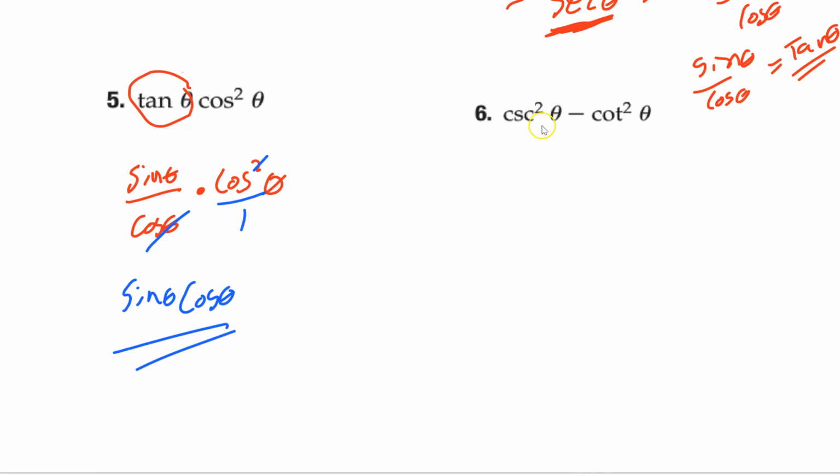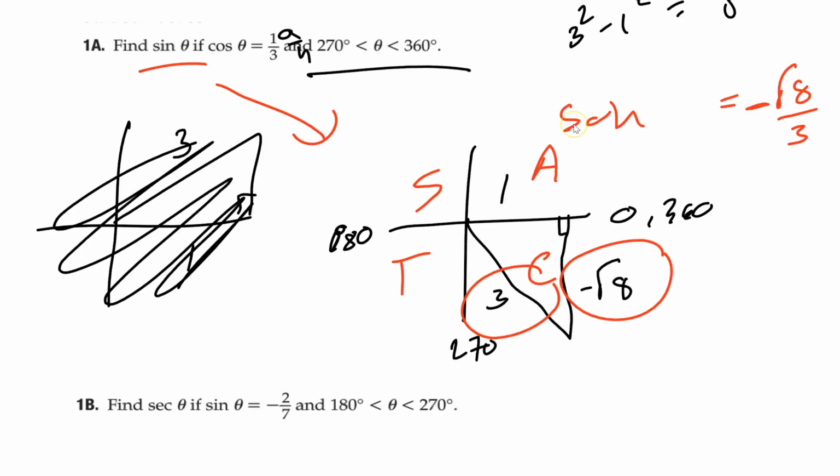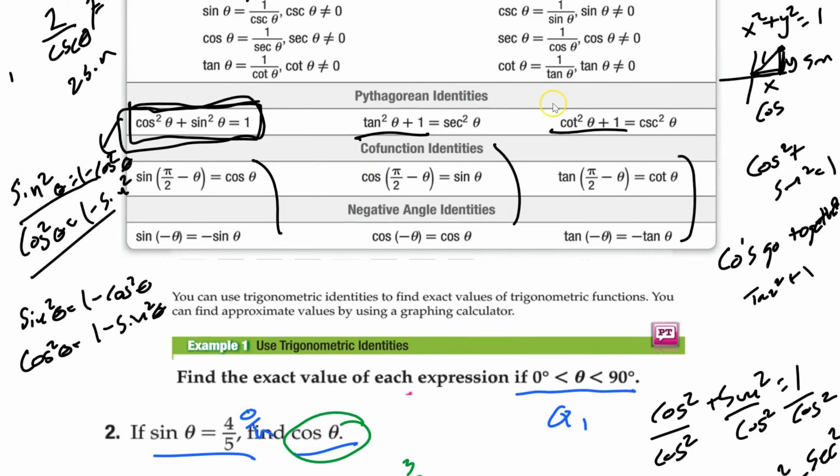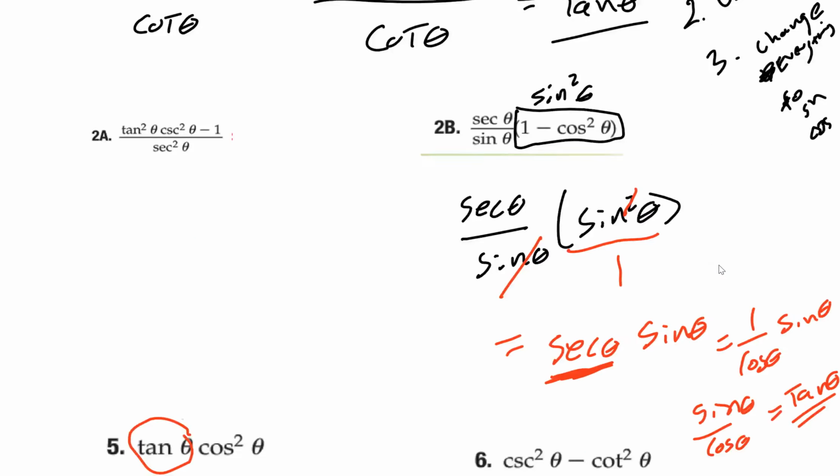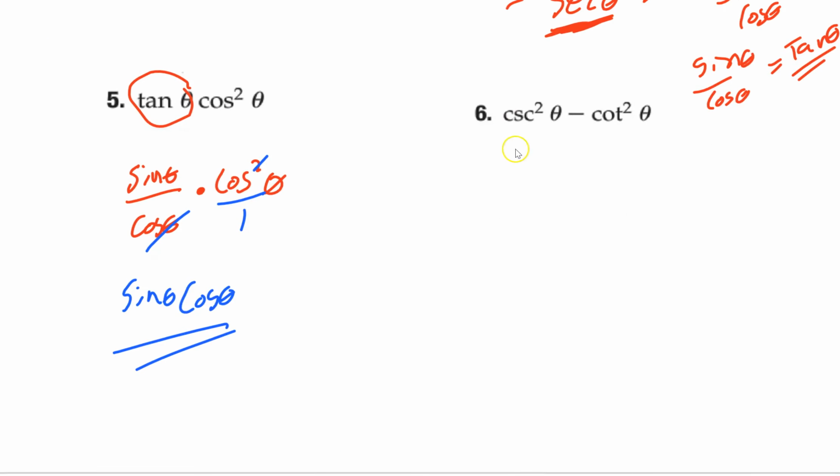Now there's a lot of ways we could go with this. It all depends how well you know your rules. If you know these rules right here, like the extended ones, we could rewrite this. Cosecant squared is the same thing as 1 plus cotan squared. And then you have 1 plus cotan squared minus cotan squared. So these cancel, you just get 1. That's one way to do this.